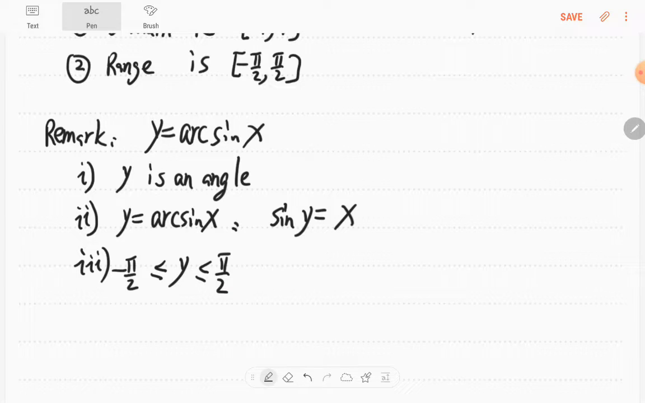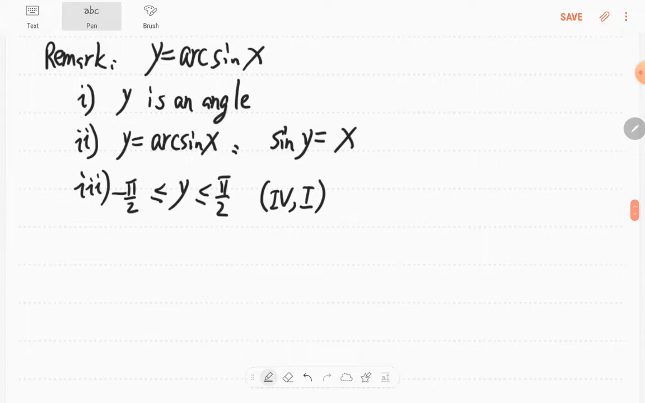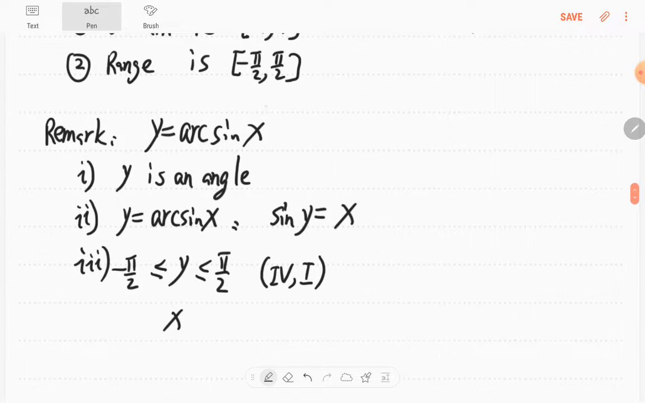So this is the fourth and the first quadrant. In other words, in the xy coordinates, the terminal side of this y would be in the fourth quadrant or the first quadrant, which is from negative pi over 2 to pi over 2. And this x, this input, is always between negative 1 and 1. If it is greater than 1, it's undefined.